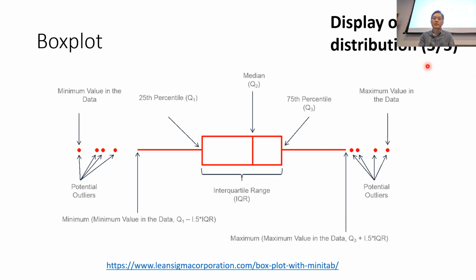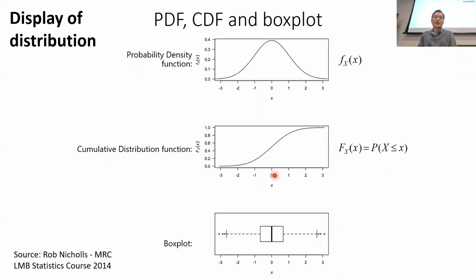And I hope you know this box plot. By standard, you have a median in the middle, and then you have percentiles. Based on the data points' position, you have this box plot to display the probability distribution of your data. Okay, that's an example to put PDF, CDF, and box plot side by side, up and down.